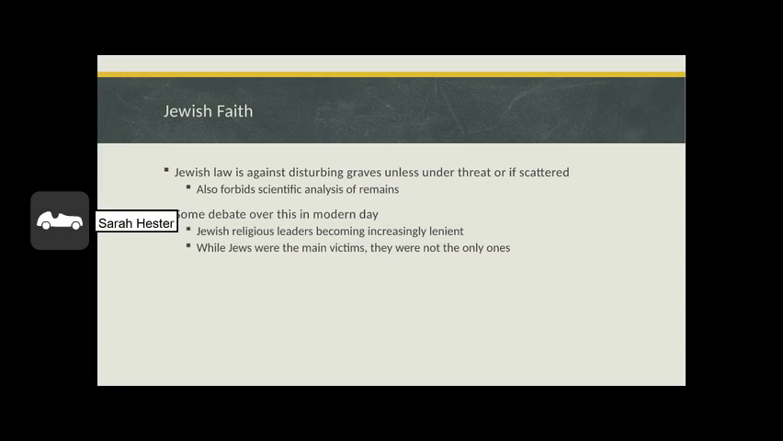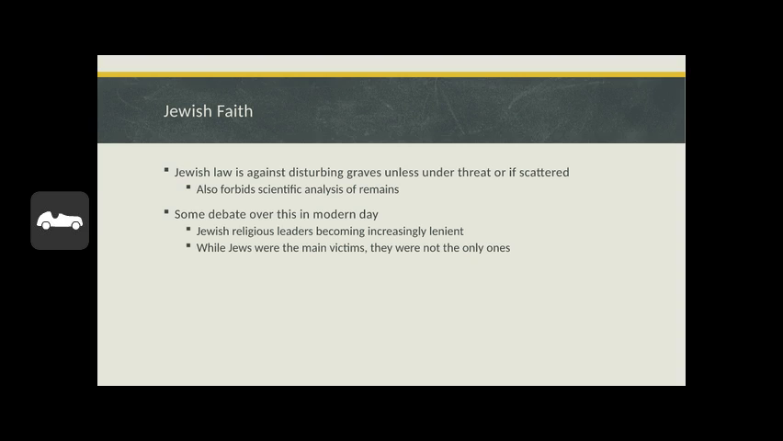While these are all prominent reasons as to the lack of identification of Holocaust victims, the most influential one is that Jewish law is against disturbing graves. Current exceptions to this belief are if the remains are under threat, like in the case of erosion, or if they have been scattered so that they can be collected and reburied. This also forbids the scientific analysis of remains.